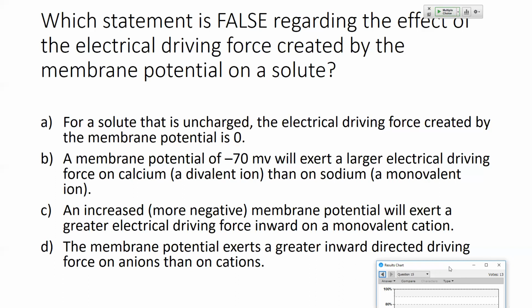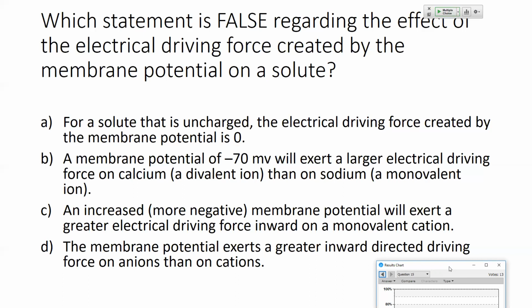No, so calcium is not negative. Calcium is a cation, but it's divalent, meaning that it has 2 charges, right? In its outermost shell. So as opposed to sodium, which is a monovalent ion, it's going to have a stronger electrical driving force because it has 2 positive charges on it. Okay, so that is true. So B is a correct statement.